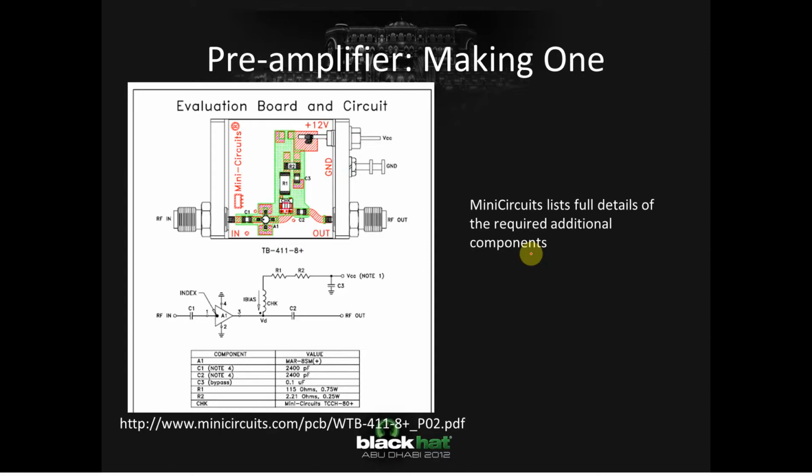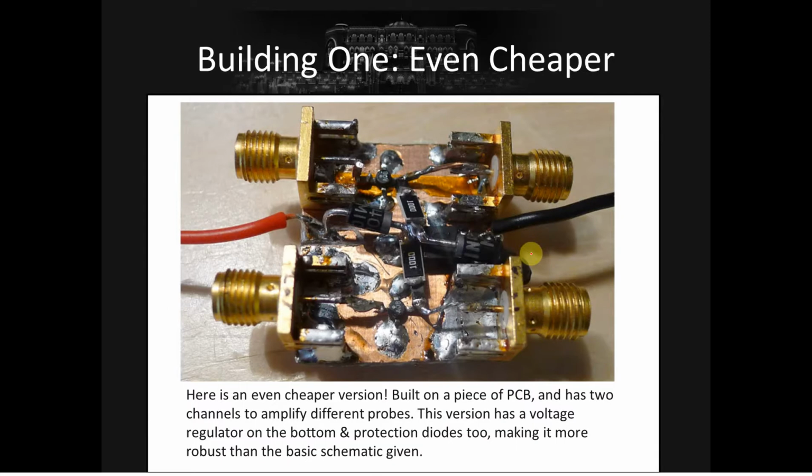There are example evaluation board schematics, and the evaluation board is a simple amplifier, so there's not much to it. Resistor, inductor, capacitor, the device, you apply power, and that's it. So we can build it, and this is all it looks like.